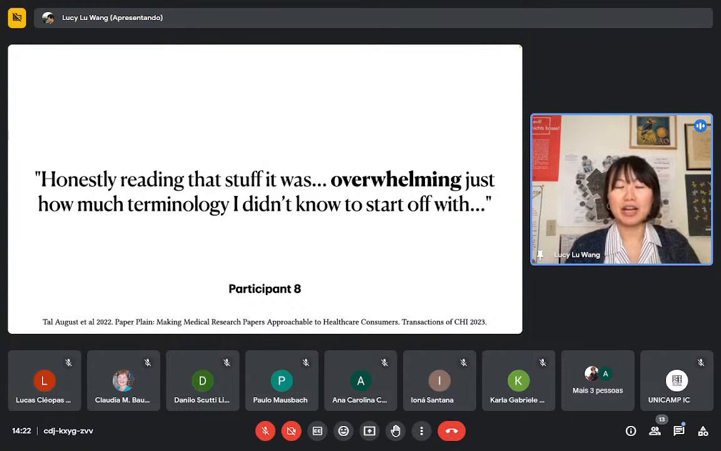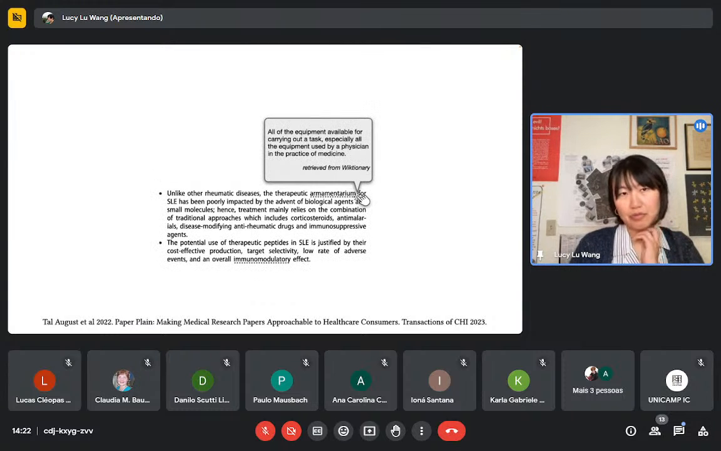So in response to a number of barriers that were identified by participants in our formative interviews, we designed 3 types of interactions to facilitate consumer access to these papers. So the first interaction is a tooltip with term definitions.